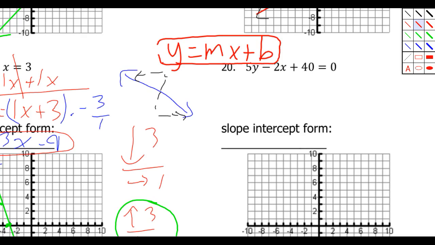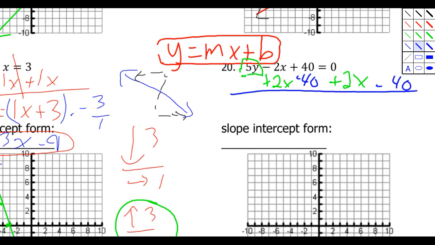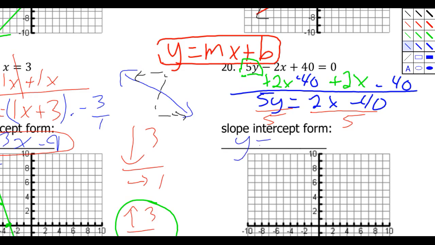So I want to get y by itself here, so I need to somehow get 5y by itself. So I need to add 2x to the other side. But if you notice, I'm also going to have to subtract 40 from both sides. So I'm going to get 5y equals 2x minus 40. And then I'm going to have to divide by 5 like I do every other time. And so I get y equals 2/5 x minus 8.